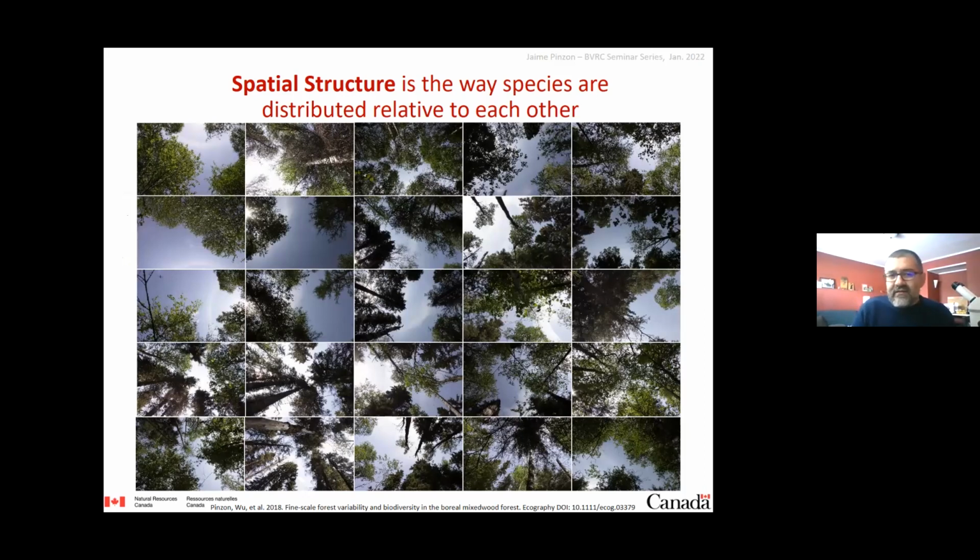And you can start seeing some variation in the canopy composition and the canopy structure across that 1 hectare plot, right? It's a very small area. It's a 100 by 100 meter area, but still you can see some very evident changes in how the species distribute throughout that area.